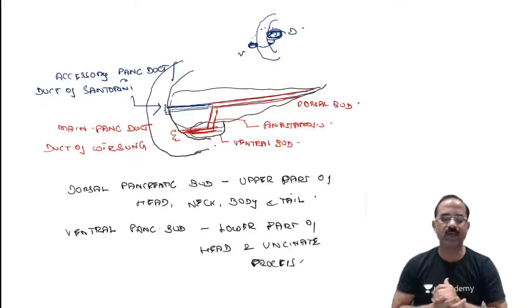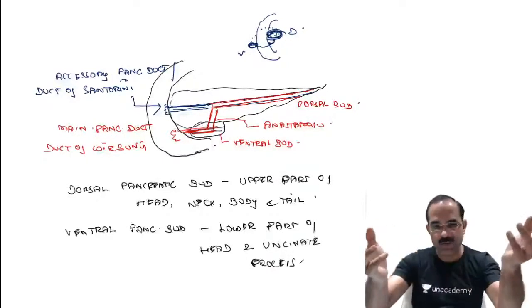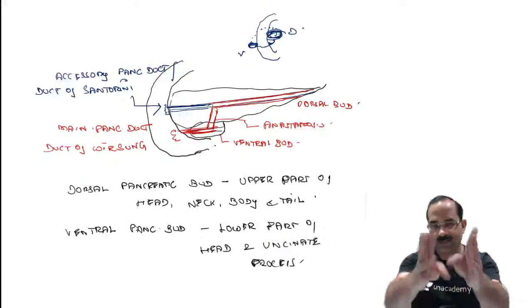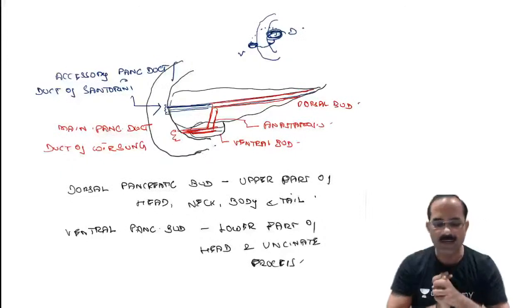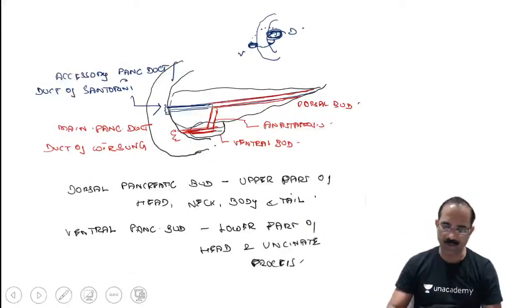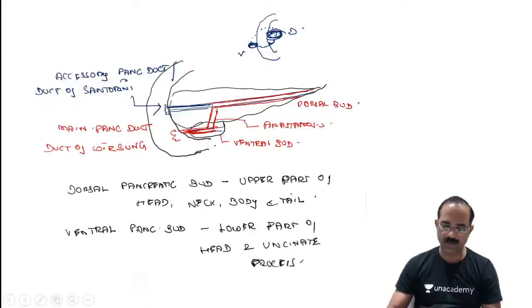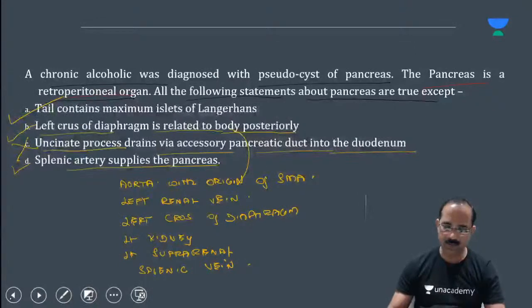Remember, normally only one bud migrates. Sometimes the ventral bud does not fuse with the dorsal bud. They do not fuse. In this case, you get a divided pancreas. This is what we call pancreatic divisum. So pancreatic divisum occurs due to non-fusion of the two pancreatic buds. Okay, clear to all of you? So that's about the MCQ.